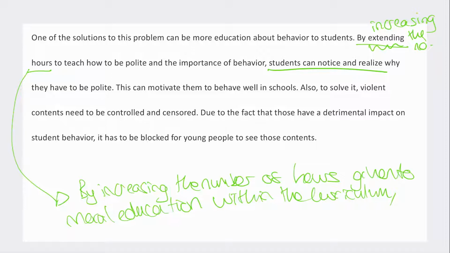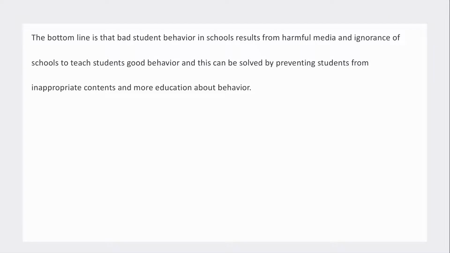Also, to solve it, violent content needs to be controlled and censored due to the fact that this can have a detrimental impact on student behavior. It has to be blocked for young people to see that kind of content. Okay, so again, they've done a pretty good job at explaining their ideas and their thoughts. They've given 2 solutions, and the solutions do link back to the 2 problems that they identified. So that's good.